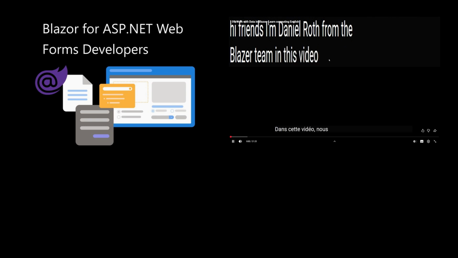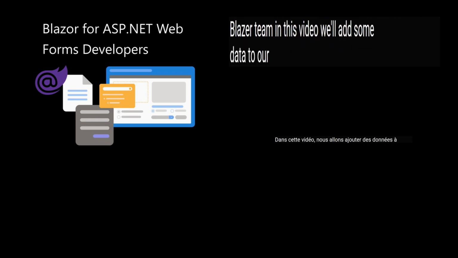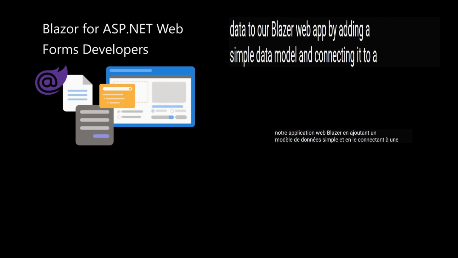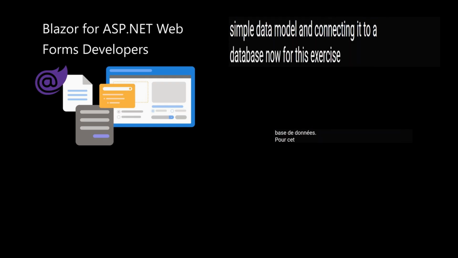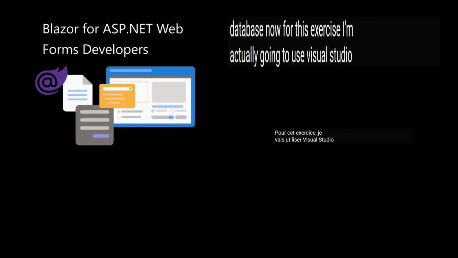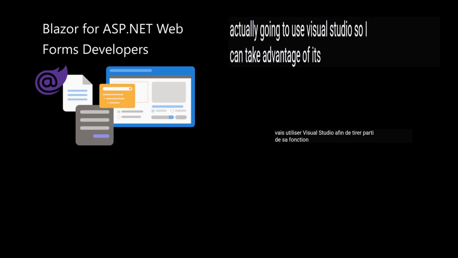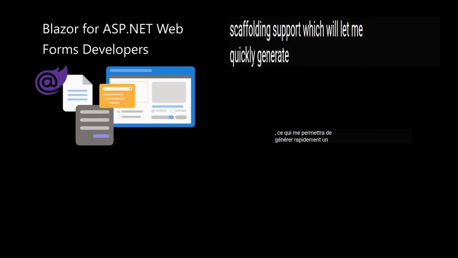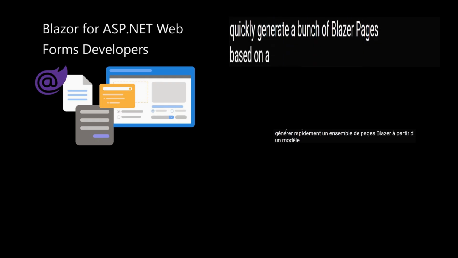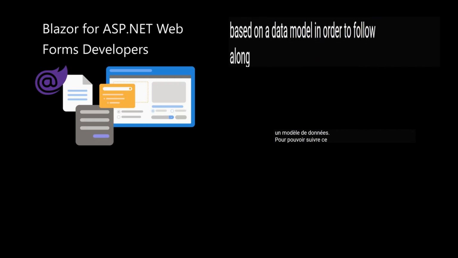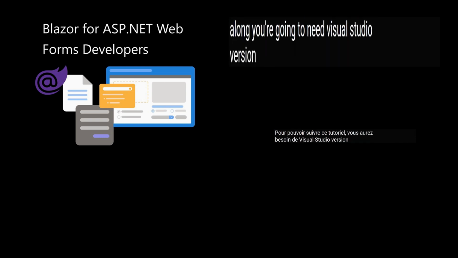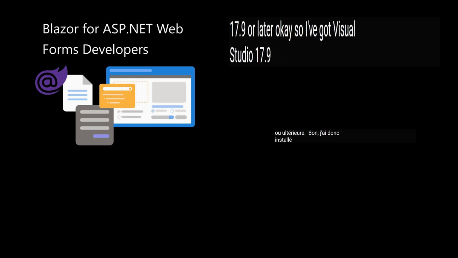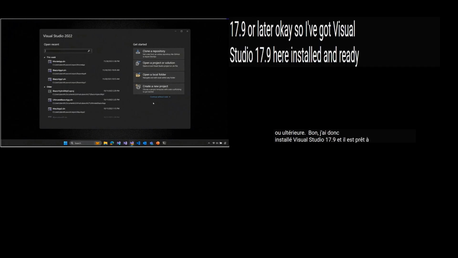In this video, we'll add some data to our Blazor web app by adding a simple data model and connecting it to a database. For this exercise, I'm going to use Visual Studio so I can take advantage of its built-in scaffolding support, which will let me quickly generate a bunch of Blazor pages based on a data model. In order to follow along, you're going to need Visual Studio version 17.9 or later.